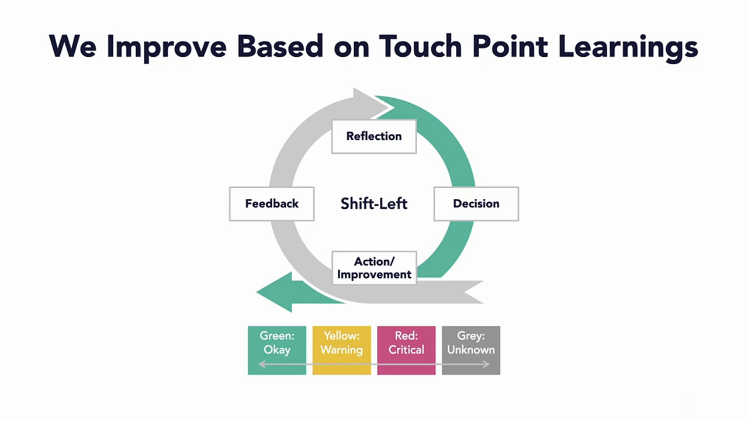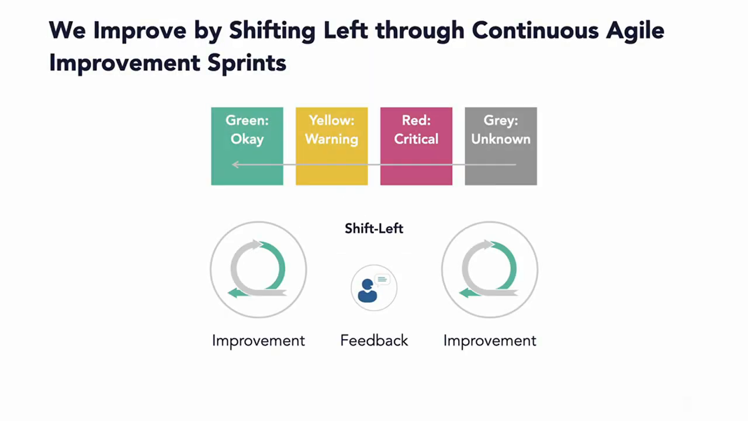As Henry Ford famously said, if I asked people what they wanted, they would have told me a faster horse. So it's not the case that we let the feedback drive what we do blindly, but instead we're asking for, listening to, and reflecting on that feedback and applying it wisely. We learn from our experiences at touchpoints and feed that learning back into improvement in agile sprints. Our aim in improvement is to shift left, moving things worth managing from a gray or unknown state to a known state, and from red or critical and yellow or degraded towards green or okay.